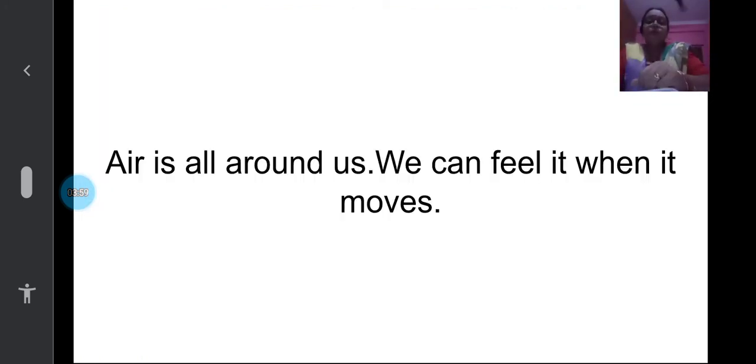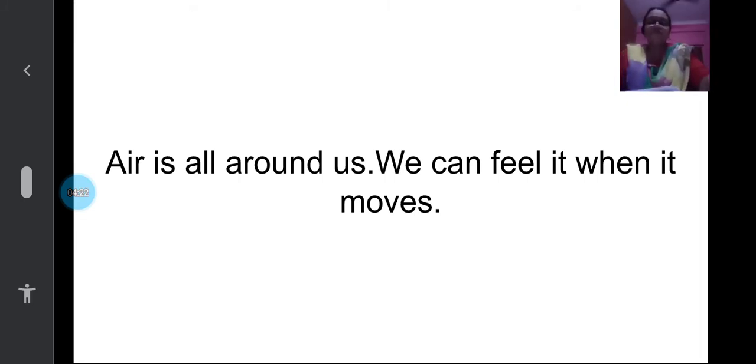Up to now we learned that air is all around us. We can't see it, but we can feel it. When can we feel it? When it moves. How can you know when it is moving? It will move light things, which are not heavy, like the cotton ball and the plastic ball, and also the leaves. And when you are flying the kite, you can see that air is making it move.